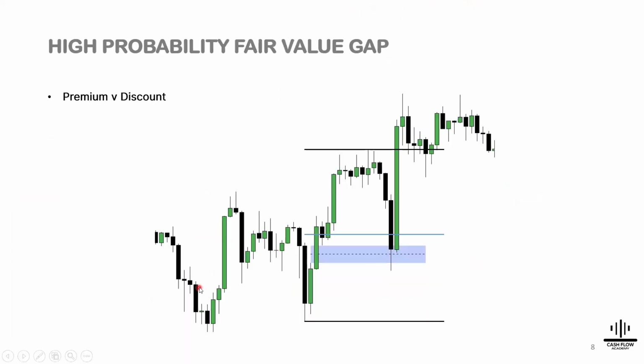The second quality you want to look out for to tell you that the fair value gap is a high probability fair value gap is, if you are buying, you want to look out for fair value gaps at a discount. If you are selling, you want to look for fair value gaps at a premium. So how do we get a discount? How do we get a premium?